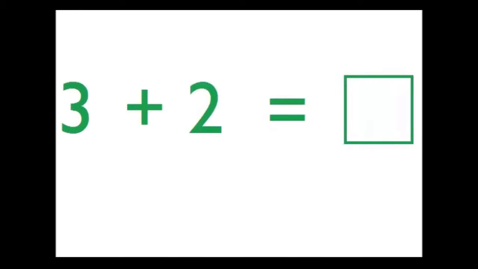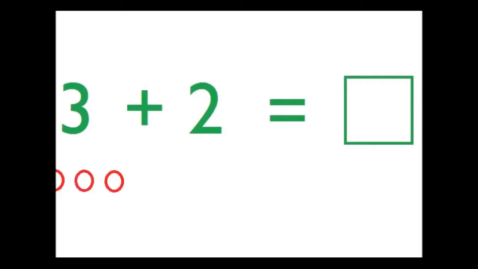So remember, when we are solving this problem, what we must do. Okay? I have 3 add 2 equals something. So the first thing we look at is the number 3 because that's the first number that we see in our problem. Okay? So how many marbles am I going to draw? 3. All right. Take a look. 1, count with me. 2, 3. We have 3 marbles.